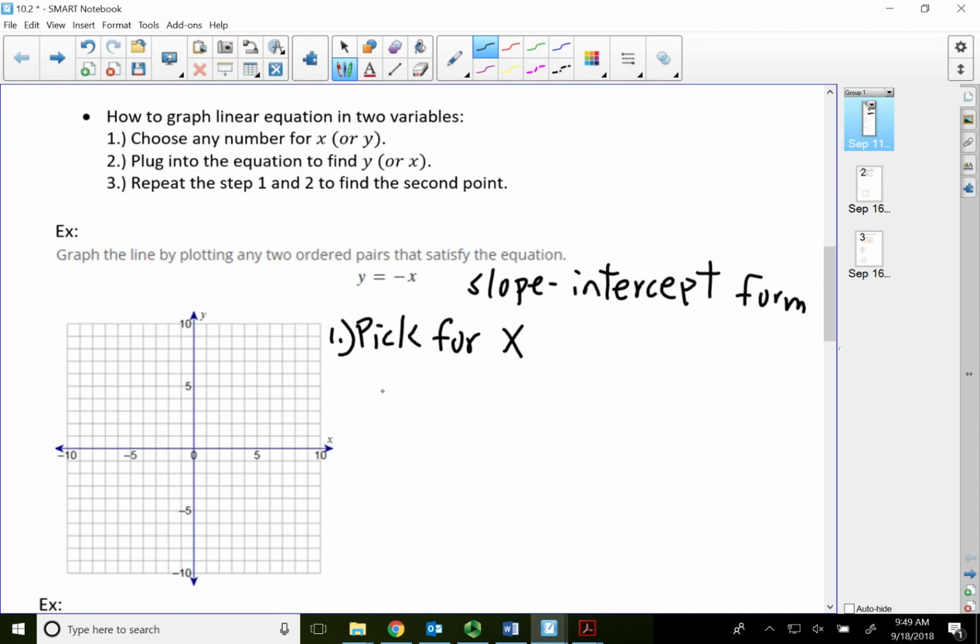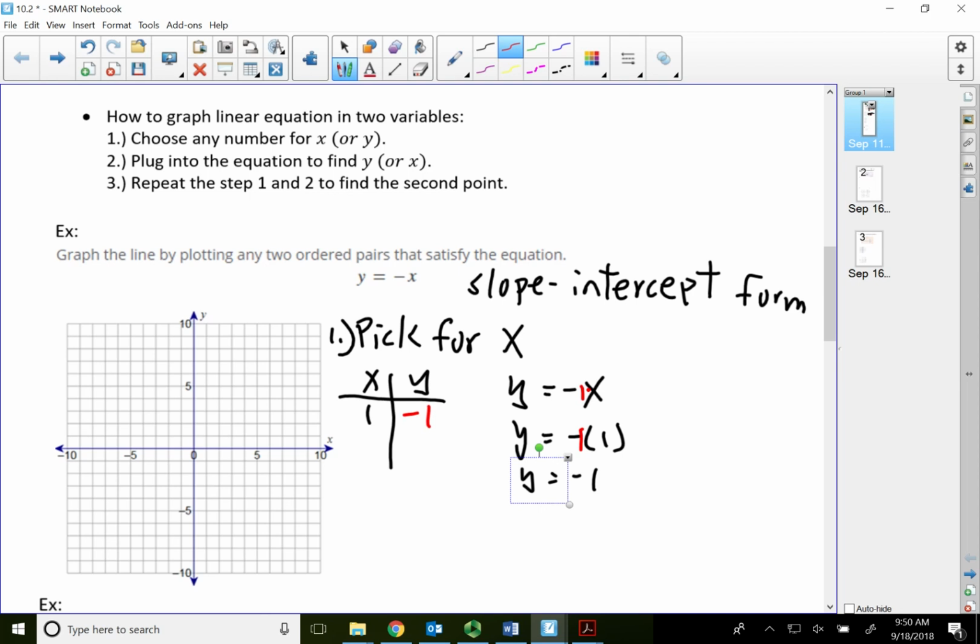So any number I want. If I pick x to be 1 and substitute where my x is, let me draw my x and y table. My y is normally equal to negative x. Now I'm going to replace the x with a 1, so y equals negative 1 times 1. Negative x means negative 1 times x, which gives me negative 1. So when x equals 1, y is negative 1.